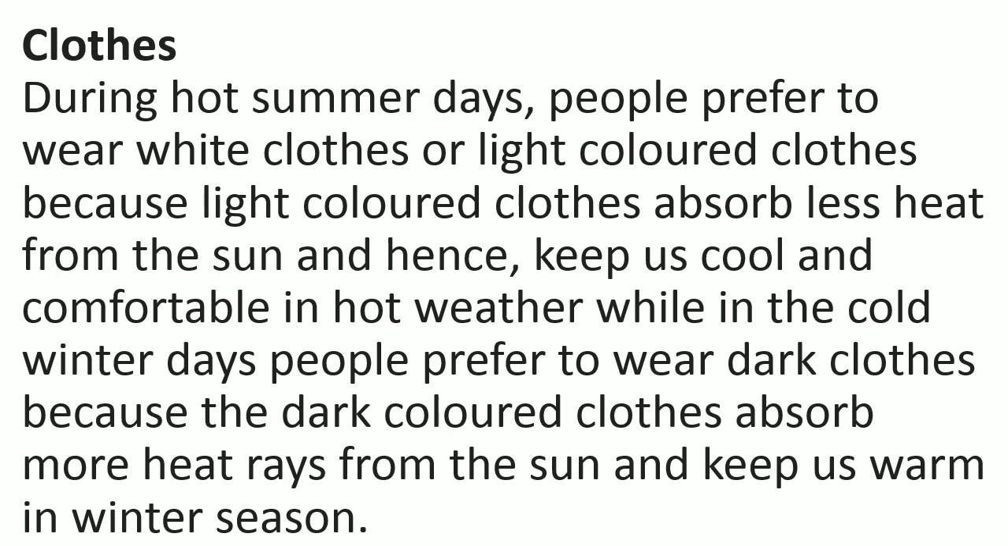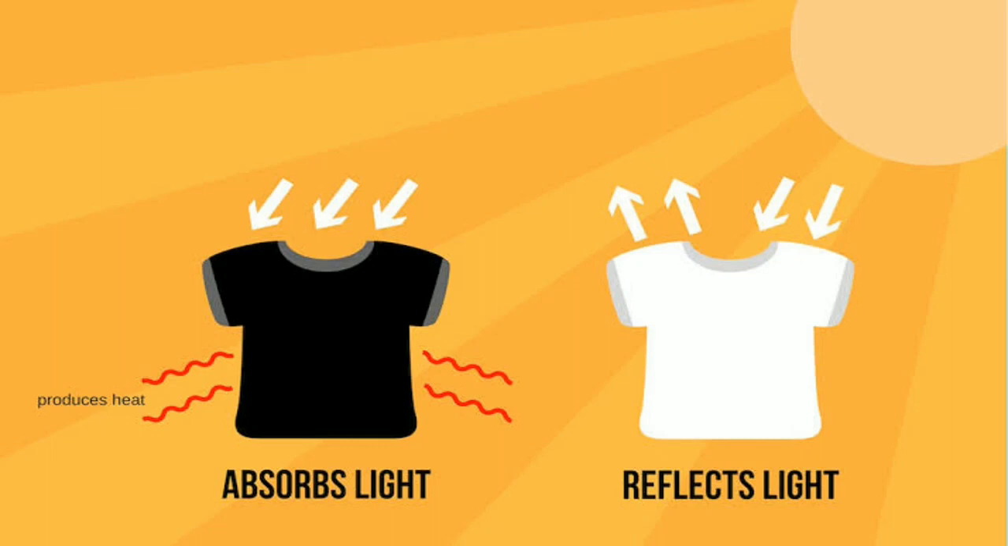while the dark colored clothes absorb the sunlight and thus keep us warm. You can see in the picture that a white t-shirt is reflecting the light, whereas a black t-shirt is absorbing the light, because black is dark colored and white is light colored.